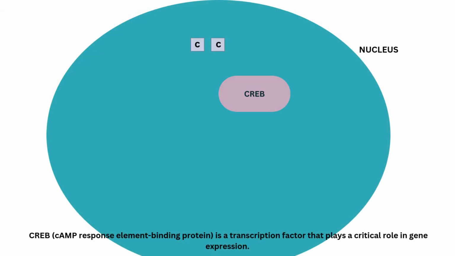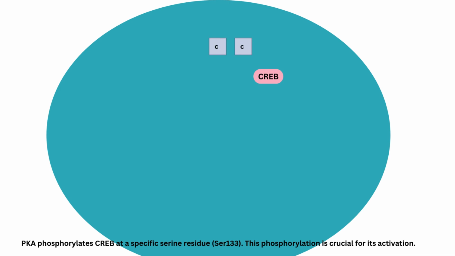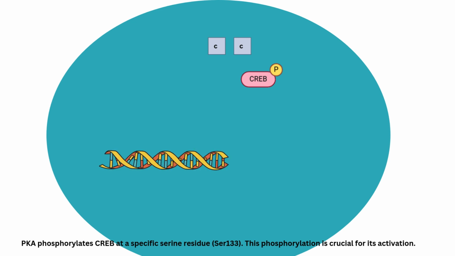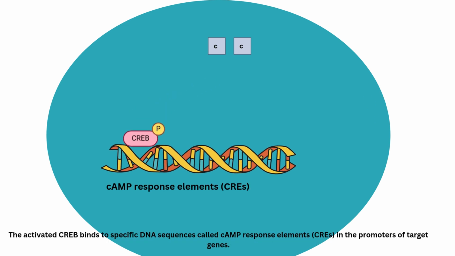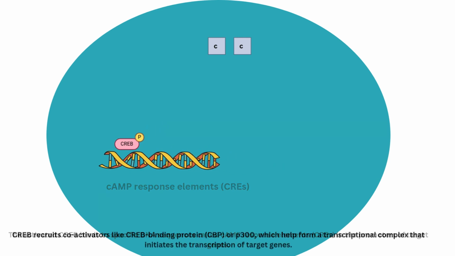CREB, cAMP response element binding protein, is a transcription factor that plays a critical role in gene expression. PKA phosphorylates CREB at a specific serine residue, Ser133. This phosphorylation is crucial for its activation. The activated CREB binds to specific DNA sequences called cAMP response elements, CREs, in the promoters of target genes.